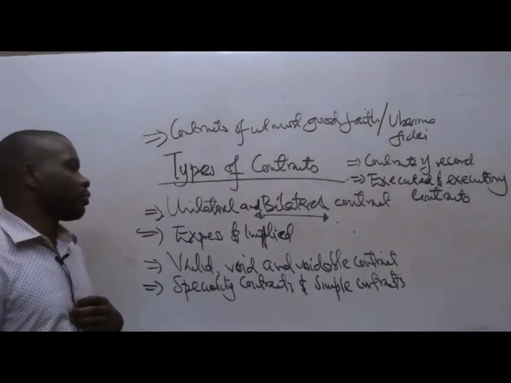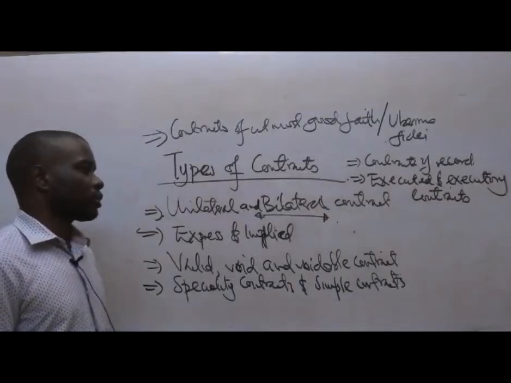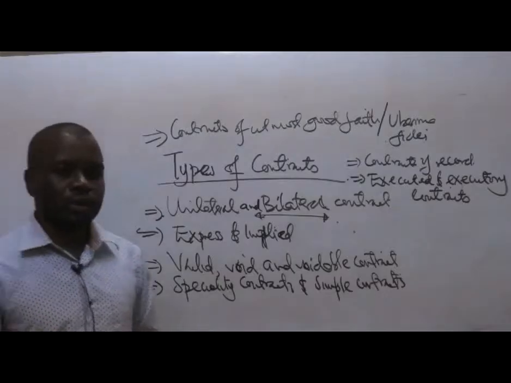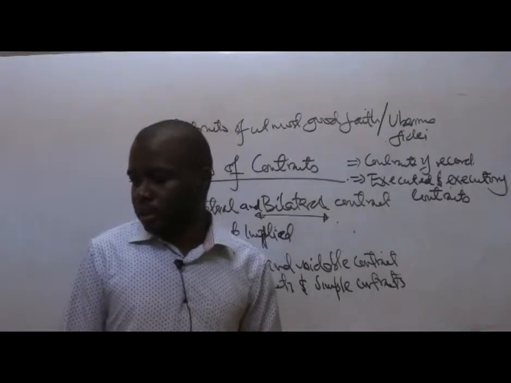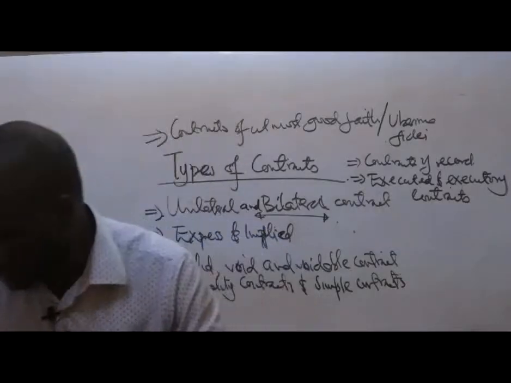So those are the types of contracts that we can have under the law of contract. So I think for today we can go up to that particular point.